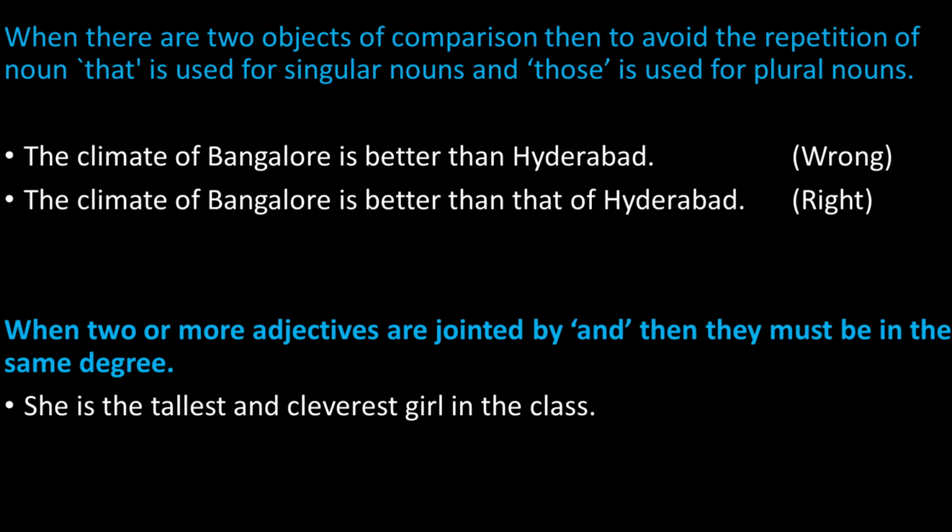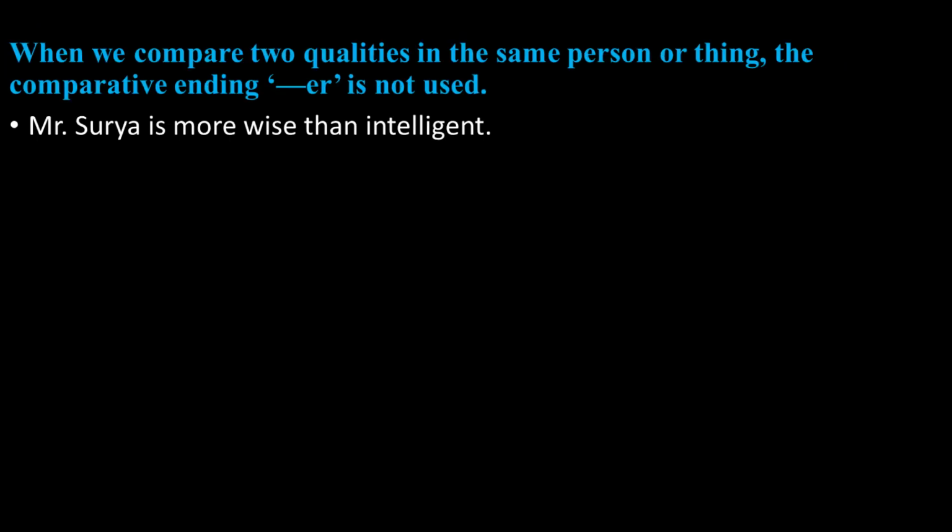Next one. When two or more adjectives are joined by 'and', remember, all of them must be in the same degree. She is the tallest and cleverest girl in the class. Next one. When we compare two qualities in the same person or thing, the comparative ending with -er is not used. Like, Mr. Surya is more wise than intelligent, not Mr. Surya is wiser than intelligent.